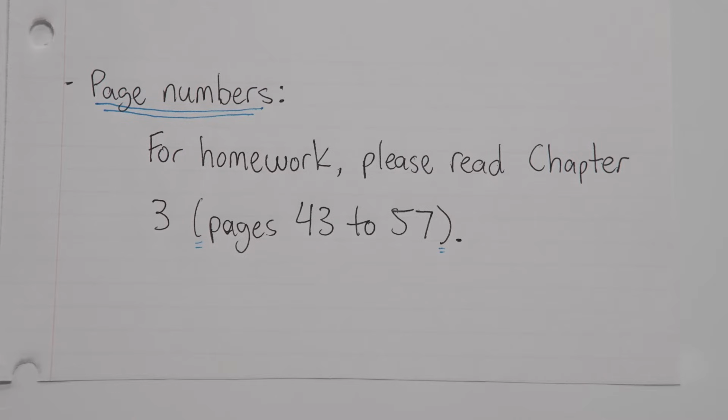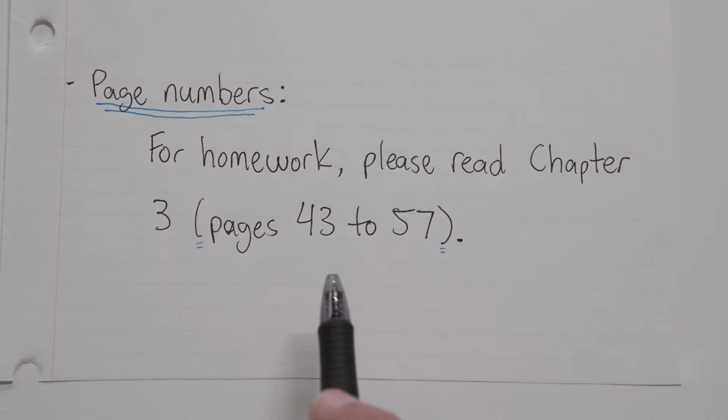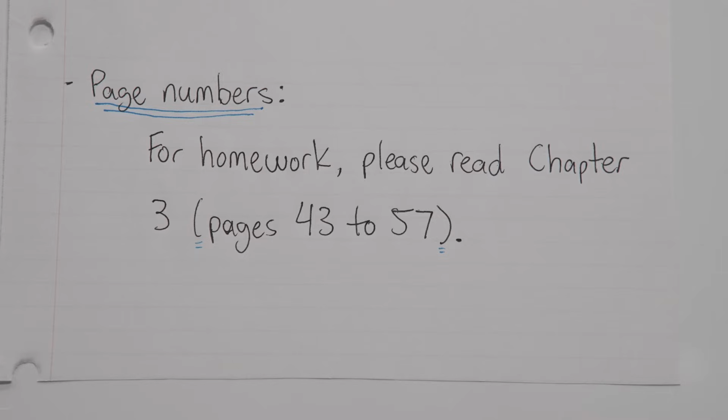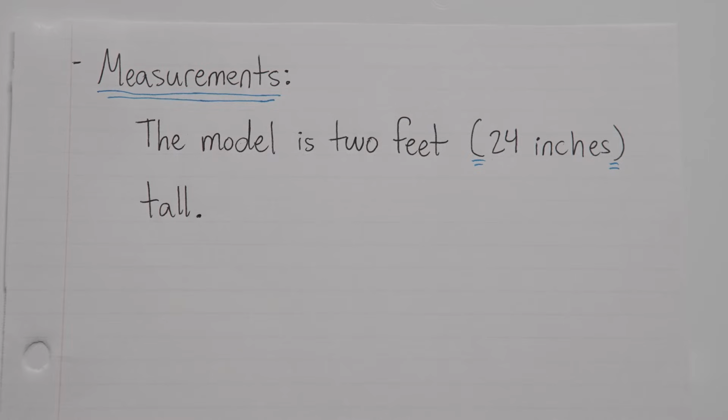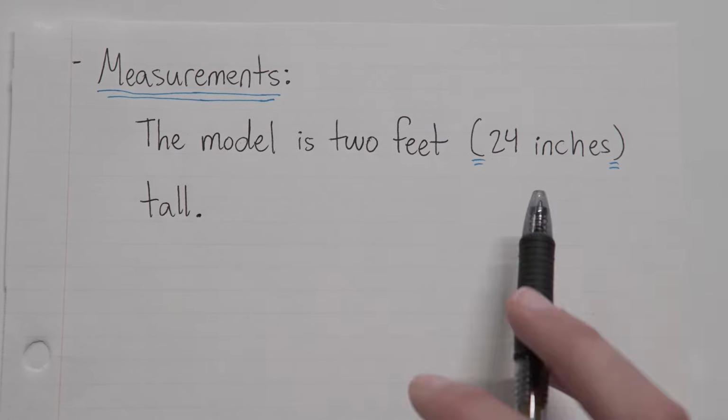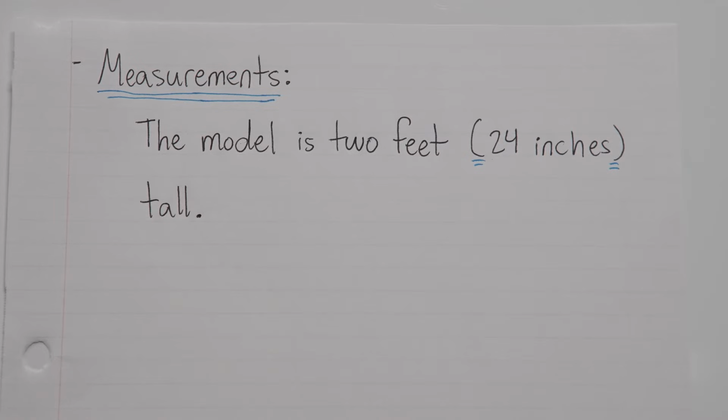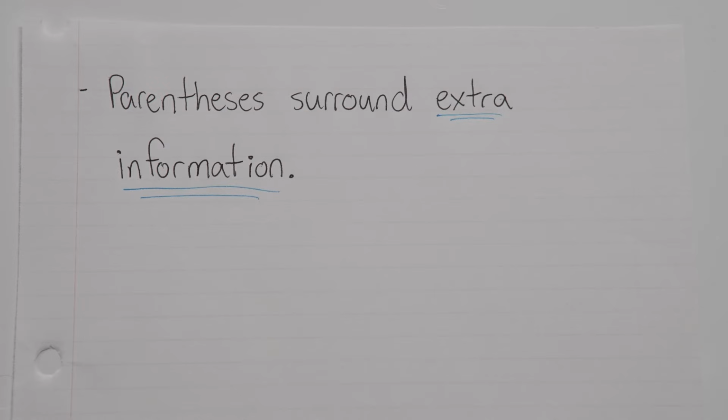We can also use parentheses for page numbers. For homework, please read Chapter 3 (pages 43 to 57). And we might also use them for measurements. The model is 2 feet (24 inches) tall. I think you get the idea. The point is, we use parentheses to surround extra information in a sentence, kind of like we would with commas, but for more specific things.